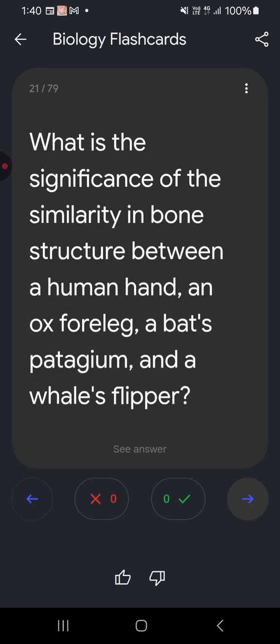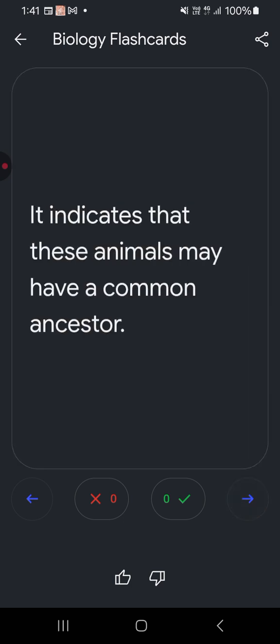What is the significance of the similarity in bone structure between a human hand, an ox foreleg, a bat's patagium, and a whale's flipper? What is the significance of similarity in all of these? It indicates that these animals may have a common ancestor. That is, these animals may have evolved from one common organism.